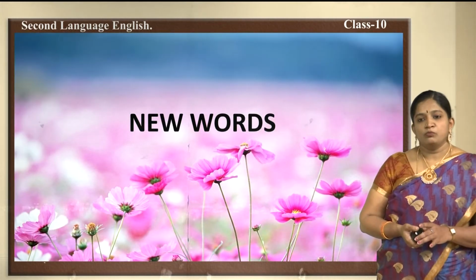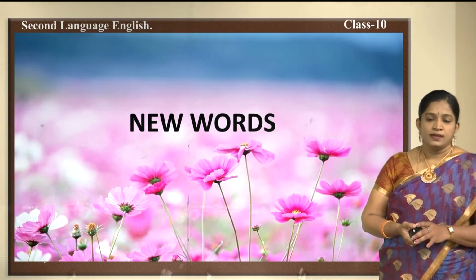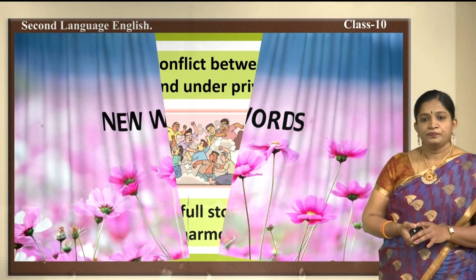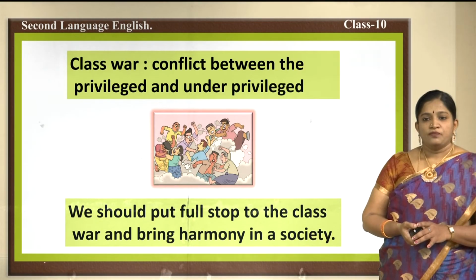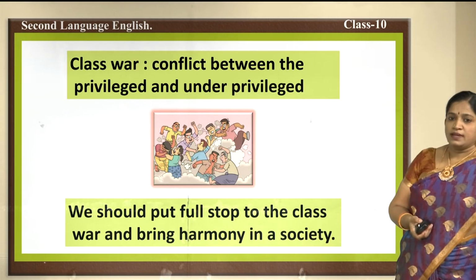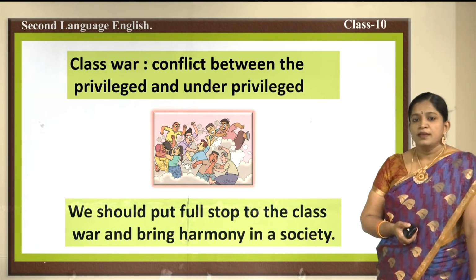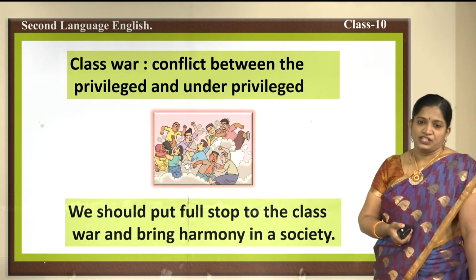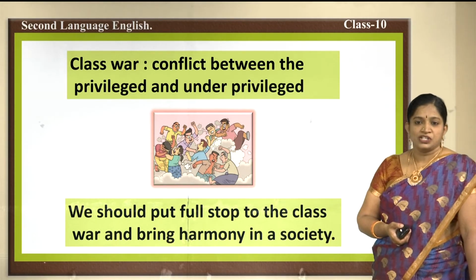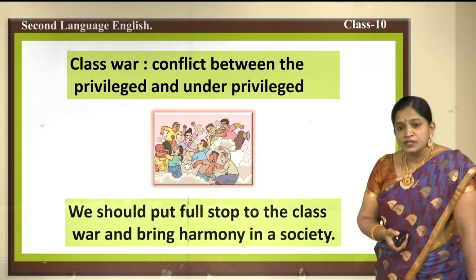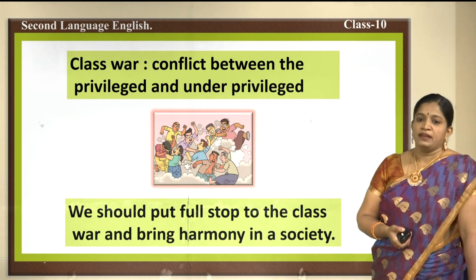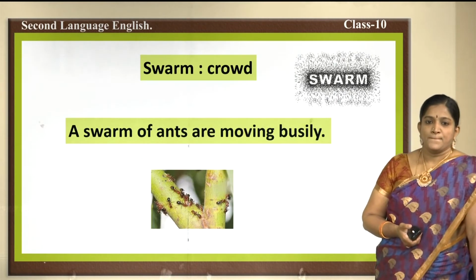Okay, children, now we shall move to the next segment, that is new words. Here are some new words. The first word is class war. The meaning of the class war is conflict between the privileged and underprivileged. ಅಂದರೆ ಒಂದು ವರ್ಗಗಳ ಸಂಘರ್ಷ ಅಂತ ಹೇಳ್ತೀವಲ್ವಾ, ಸೊ ಆ ರೀತಿ. ಸೊ ವಿ ಕ್ಯಾನ್ ಯೂಸ್ ದ ವರ್ಡ್ ಇನ್ ದಿಸ್ ವೇ. We should put full stop to the class war and bring harmony in a society.